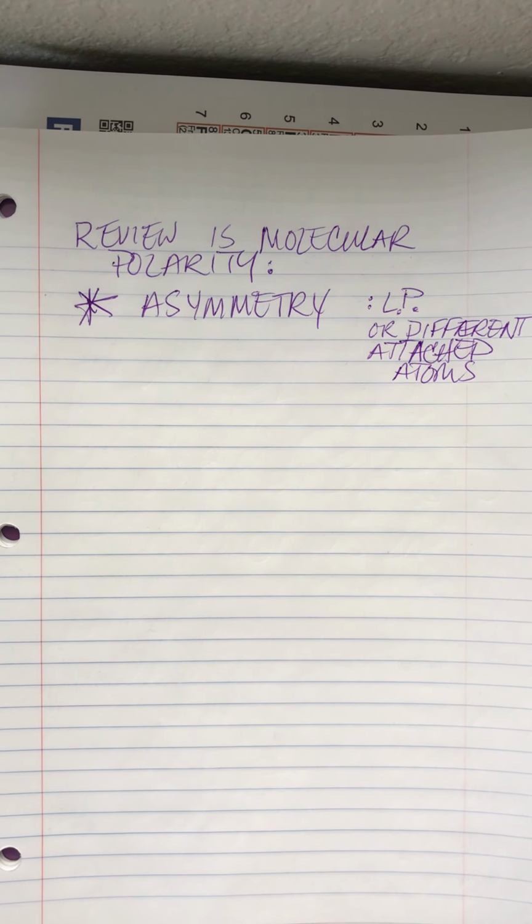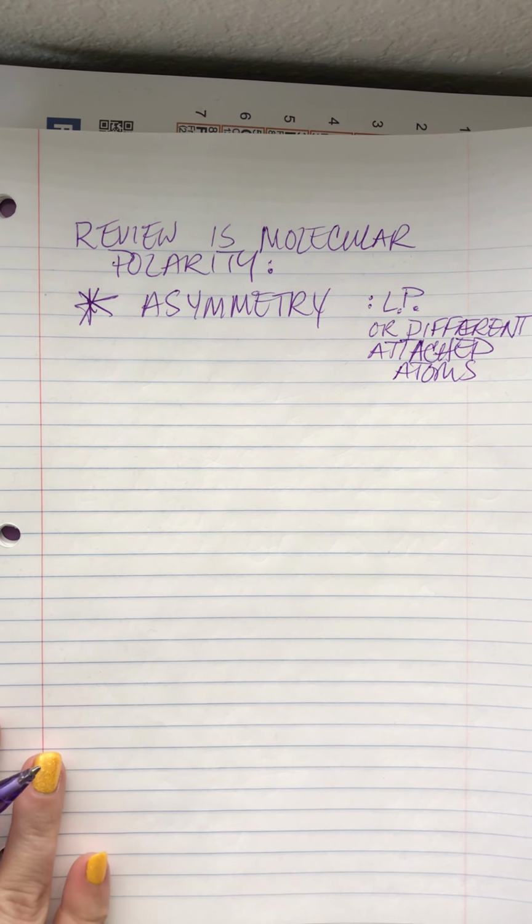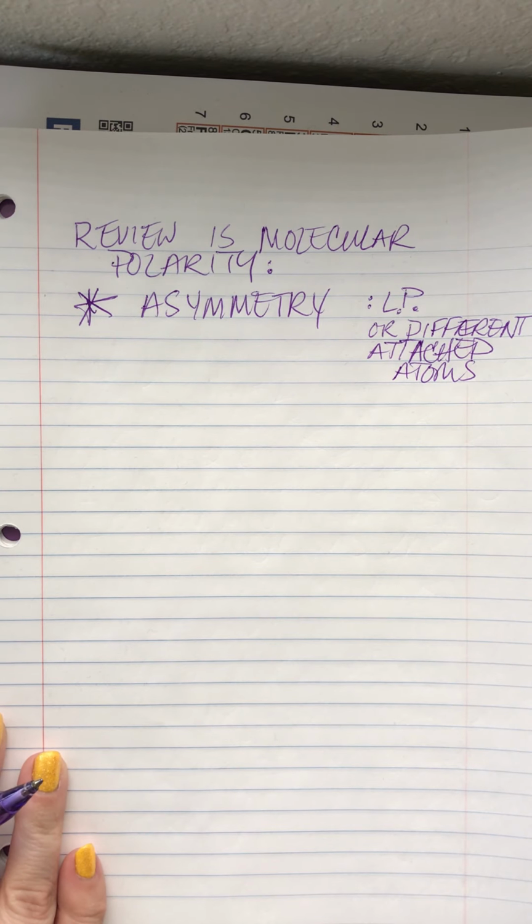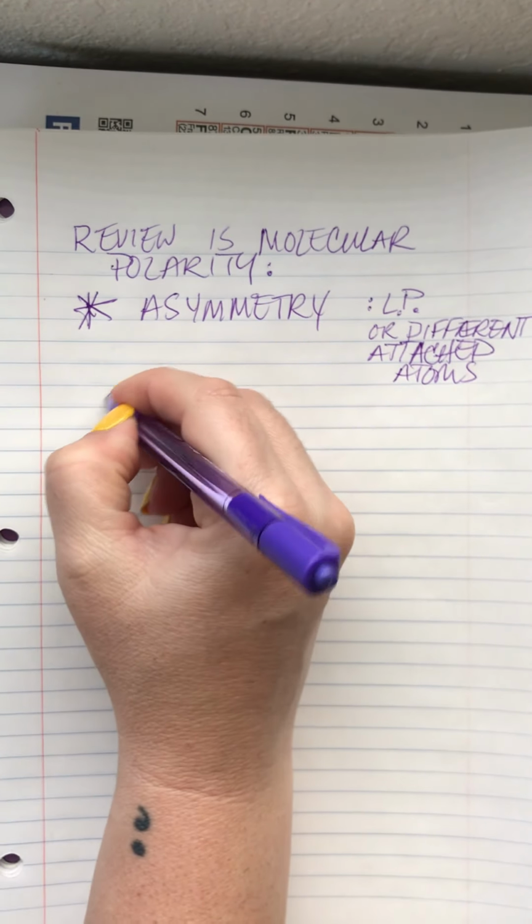You guys know what I mean by different attached atoms? So if all of the atoms that are attached are not the same thing, that would be an example of an asymmetric molecule. Any questions about asymmetry, what it means, what it looks like? Cool. So what's the other thing?